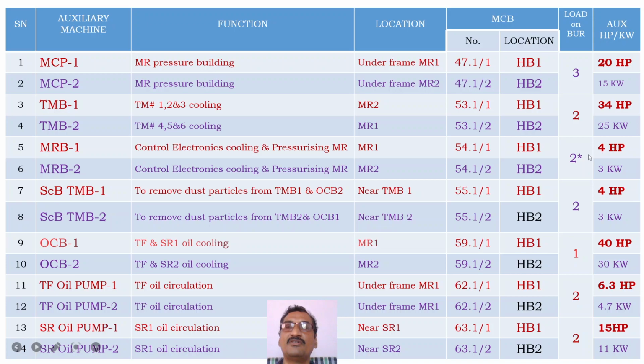These four machines are the smallest, 4 HP machines, and alternatively the kilowatt rating is also written here. This belongs to a single machine. This data belongs to TMB. Like this we can find all the data in a single table. Thank you.